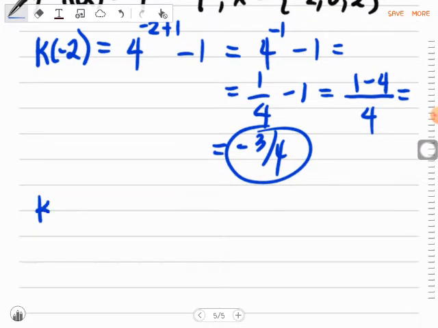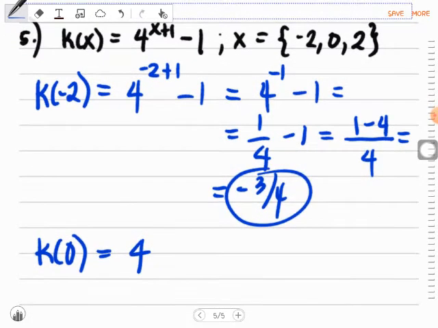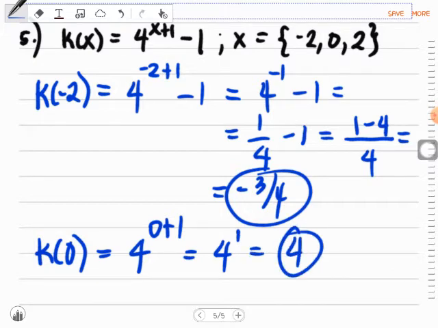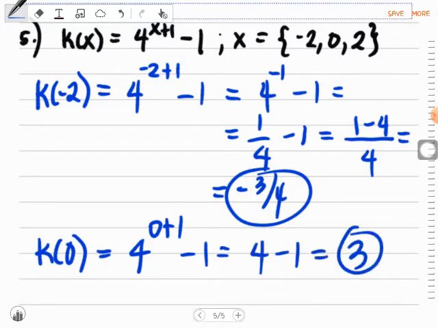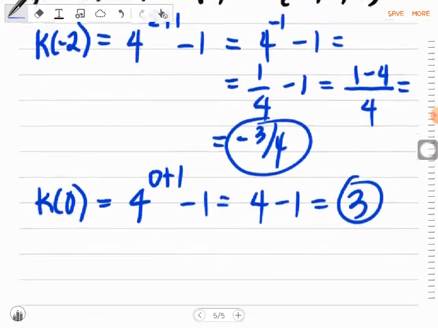Next, k of 0: 4 raised to 0 plus 1, that's 4 raised to 1 or simply 4. I'm sorry. May minus 1 pa pala. Sorry. So, may minus 1 pa pala tayo. I forgot. May minus 1 pa. So, we have 4 minus 1. The answer is 3.